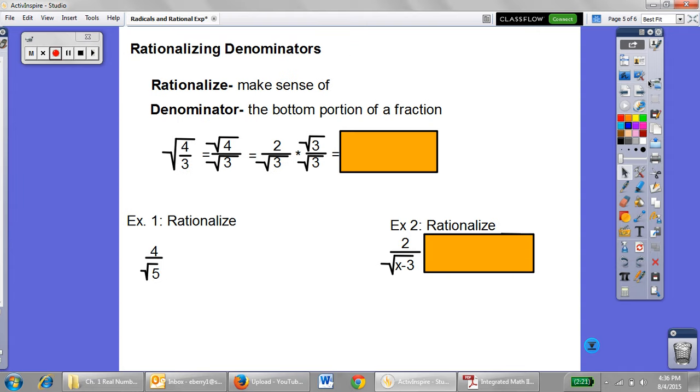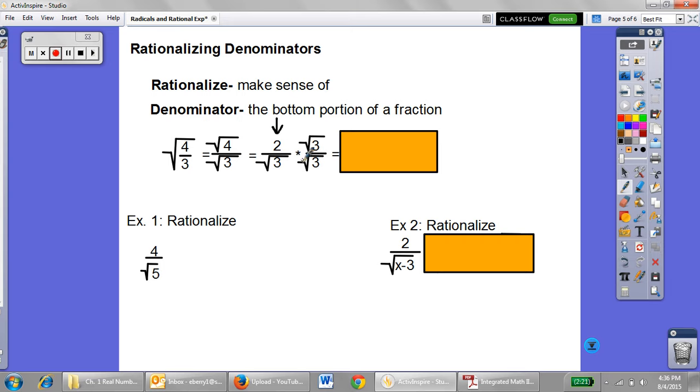Now let's look at how to rationalize a denominator. So first we need to understand that rationalize means to make sense of. And the denominator, of course, means the bottom portion of a fraction. When we're asked to simplify, we're not allowed to leave a square root sign in the bottom or the denominator of a fraction. So looking at this example up here, the square root of 4/3. This was actually example 3 on the last page. So we ended up with 2 over the square root of 3. Now we need to get rid of the square root sign on the bottom because it's not simplified.